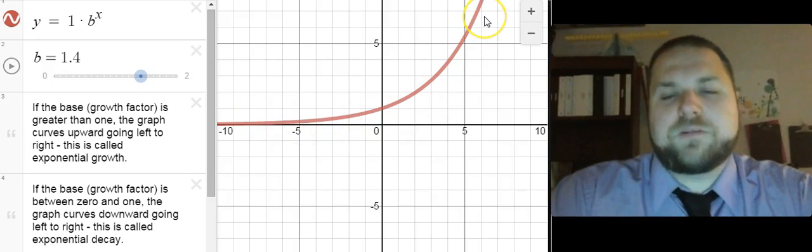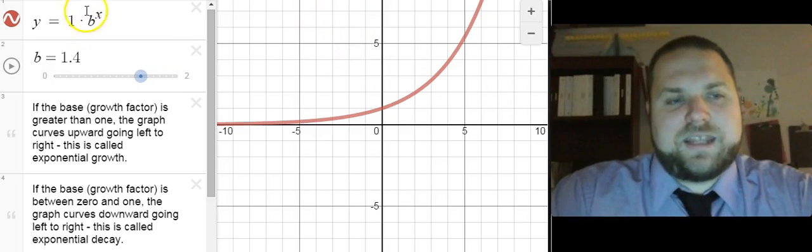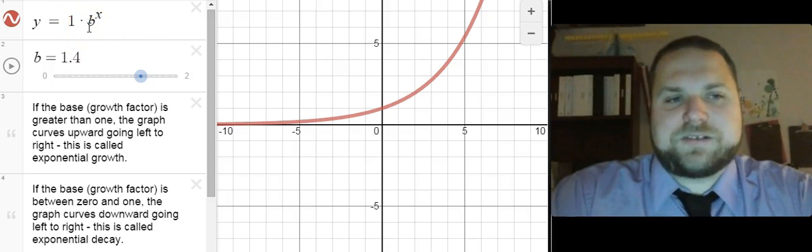If it curves upward going to the right, it's exponential growth. If it curves downward going to the right, it's exponential decay. In exponential growth, our base is greater than 1, and in exponential decay, our base is between 0 and 1.